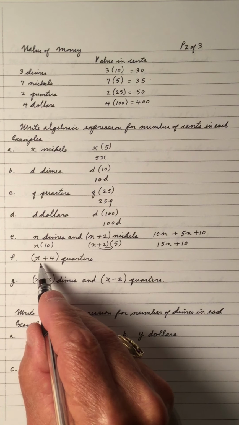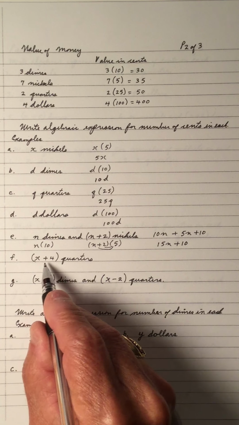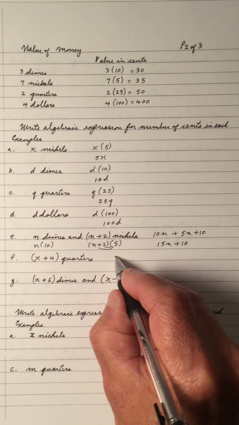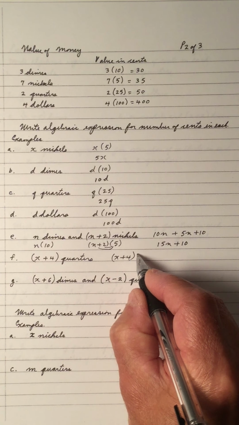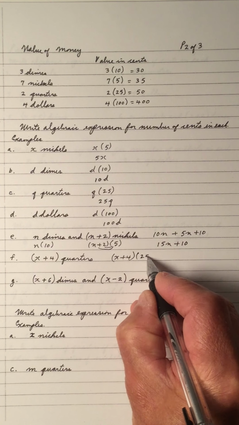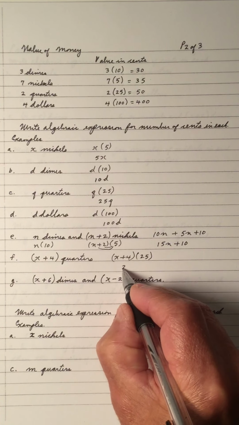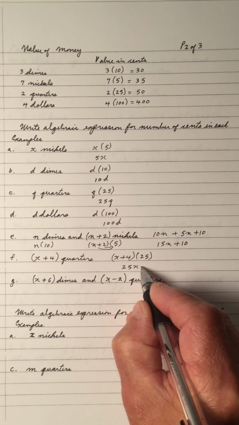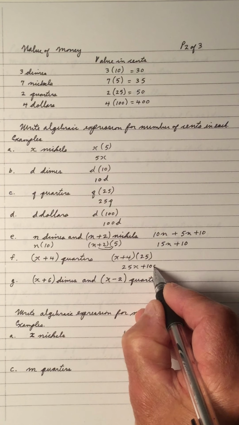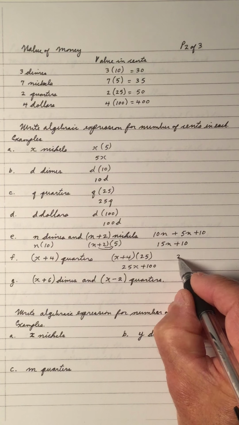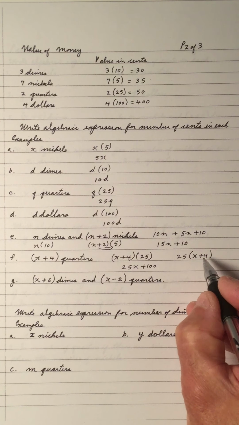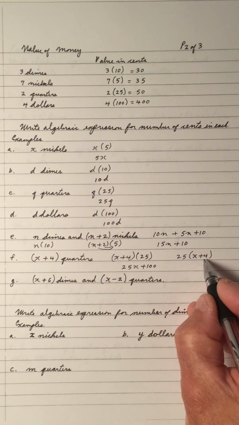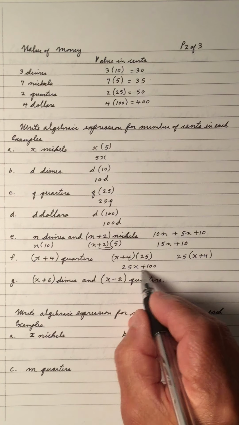F, we have X plus 2 quarters and 2 more quarters, so that's X plus 4 quarters, so it's X plus 4 times 25 cents in each quarter. That's 25X plus 100 if you want to expand it out, or you could have left it as 25 times X plus 4. Either way, 25 times X plus 4 or 25X plus 100.